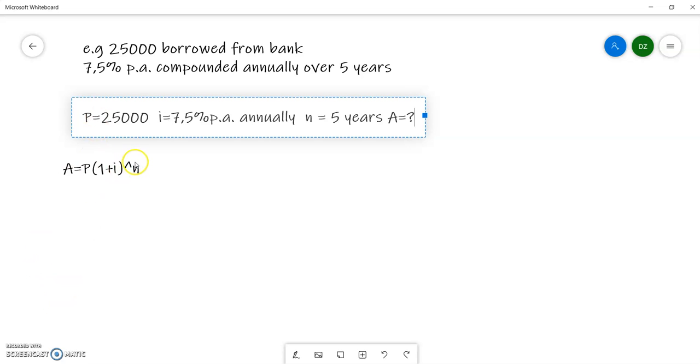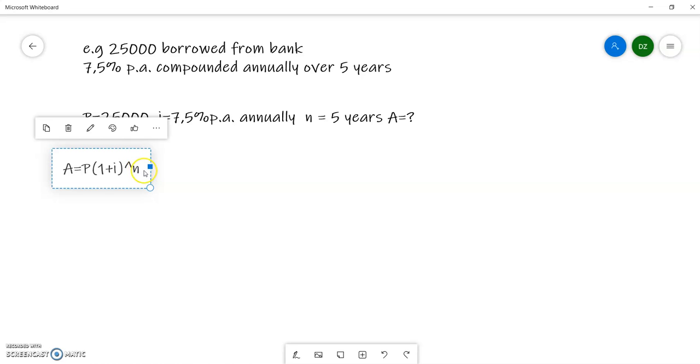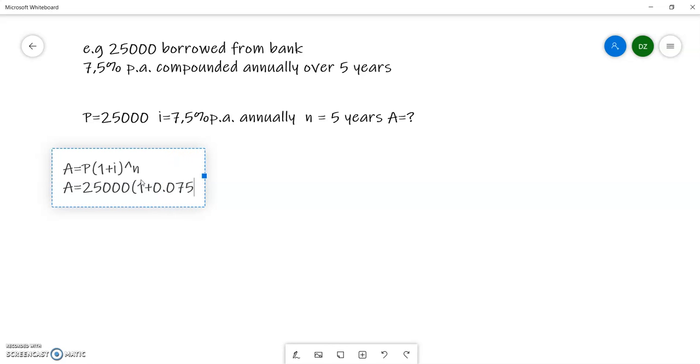So I just have to substitute this into what is here. A I don't have, P I do have, so I substitute. 1 plus, remember interest rate must be as a decimal, so 0.075, and that would be to the power of 5. So in your calculator, you will actually use your exponent key for the 5. I just can't type it like that on this app.